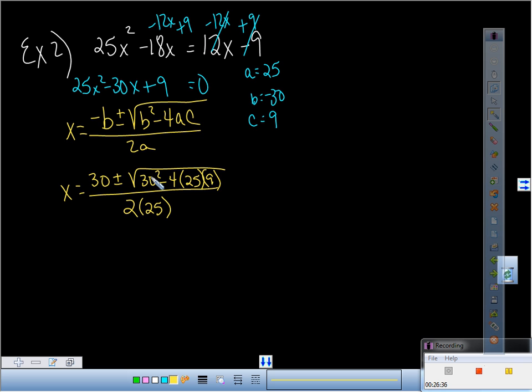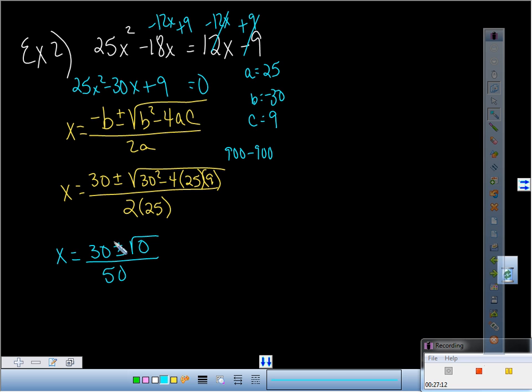Now we're going to go out here and do a little chicken scratch. What's 30 squared? Yeah, 3 squared is 9, and then how many zeros do we have? 2. 1 for each 30, okay? Minus, y'all, what's 4 quarters? $1. What's 4 times 25? 100. What's 100 times 9? 900. Oh, man, how lucky can you get? So x is equal to 30 plus or minus the square root of 0 over 50. 2 times 25 is 50.